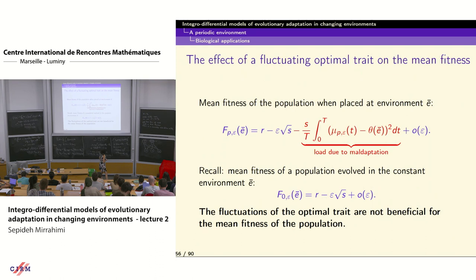Now, how about the quantity that was our first motivation, which is the mean fitness? What can we say on the mean fitness when the population is placed at an environment E bar? What we see is that the mean fitness is given by R minus epsilon square root of S minus this term. And this term comes from the fluctuations. So if we didn't have any fluctuations, we would have only the blue terms. But because of the fluctuations, we have this term, which is a negative term. And this is the load due to the maladaptation. Because the optimal trait changes constantly, the population is always maladapted. And because of this maladaptation, there's a load in the mean fitness of the population.